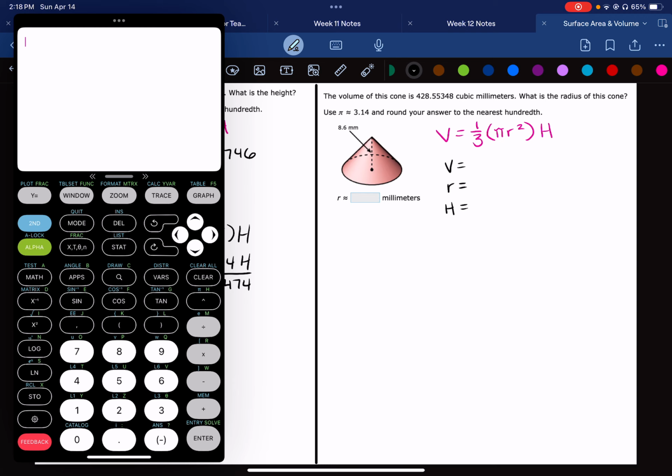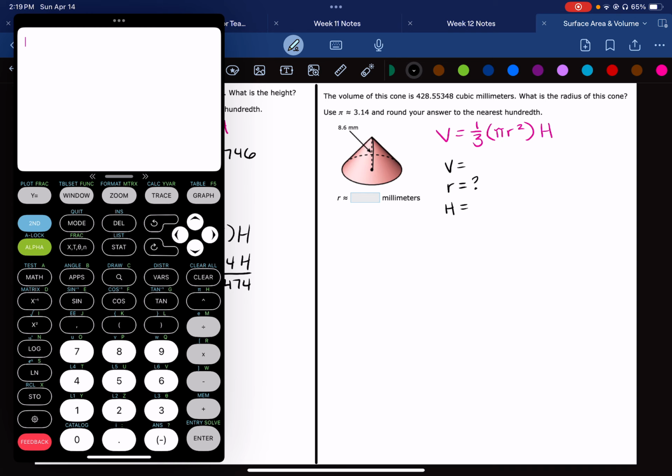Okay, because we're dealing with volume, we are dealing with the true height from the center up to the top, as opposed to the slant height from the side. Okay, and we're asked to find what the radius of this cone is. So right away, I know that r is my unknown, because r represents the radius.